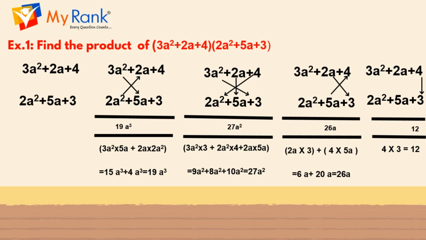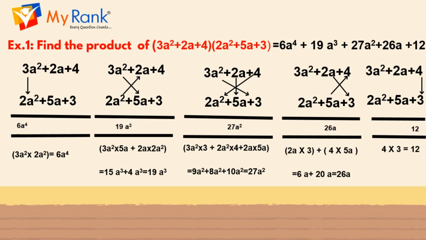Step 5. Vertical multiplication. Multiply 3a square by 2a square, that is 3a square into 2a square, which equals 6a power 4. Now the combined answer is 6a power 4 plus 19a cube plus 27a square plus 26a plus 12.